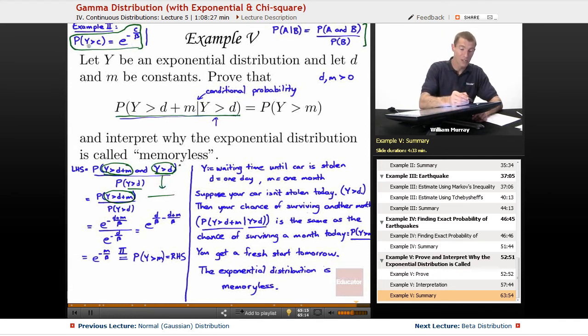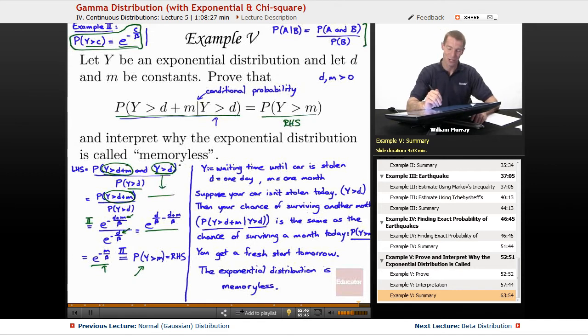Probability that y is bigger than c is e to the negative c over beta. So I dropped those values of c, d plus m, and d in here. Did a little algebra to simplify, and I got e to the negative m over beta. So that was example 2 right there to get to there. And then I used example 2 backwards to go from e to the negative m over beta back to the probability of y being bigger than m. And then I noticed, oh, look, that's the right-hand side of my equation. So I'm done. I've proved that that equation is true.